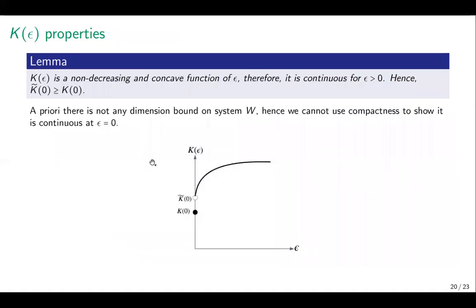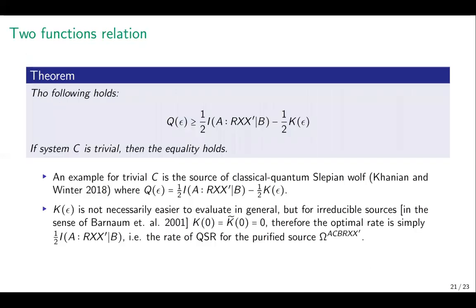Okay, in order to give some insight, we can discuss that this function is a non-decreasing and concave function of epsilon, and it is also continuous for positive values of epsilon. But similarly, we again have problems understanding whether it is continuous at 0 or not. Okay, and in order to relate these two functions with each other, we can obtain this bound.